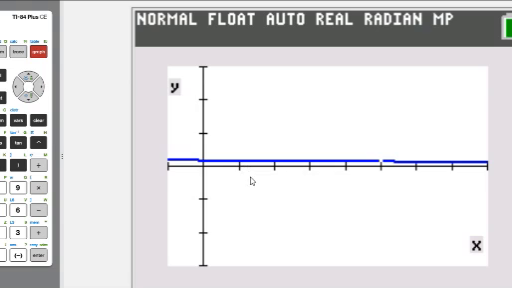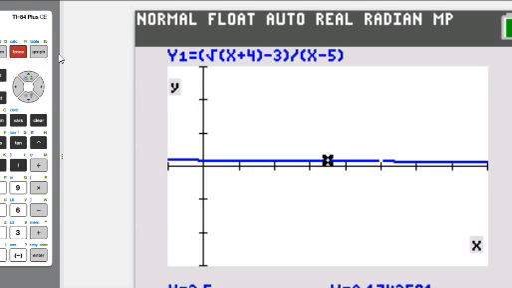So 1, 2, 3, 4, 5. How about I just do trace? As we approach 5. What do you think? Have we confirmed it graphically? We have. Of course, right at 5, it's going to be undefined. But as we look from the left and the right, this function is approaching 0.166 repeating.